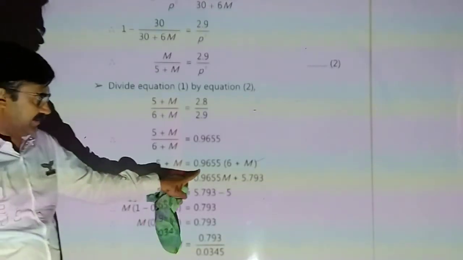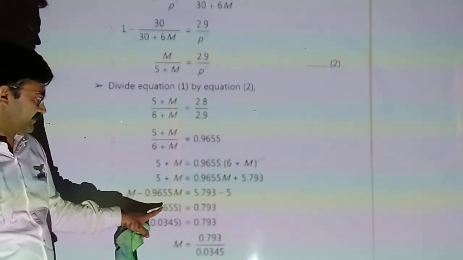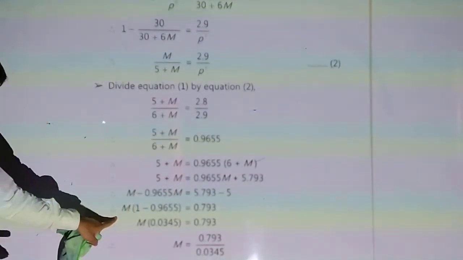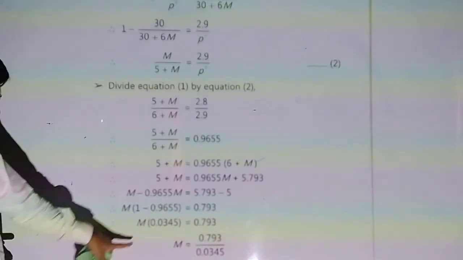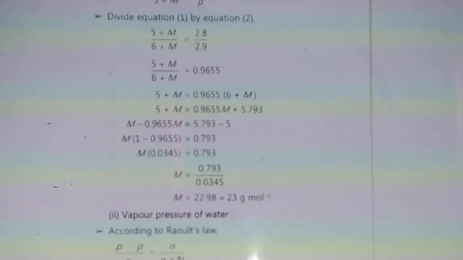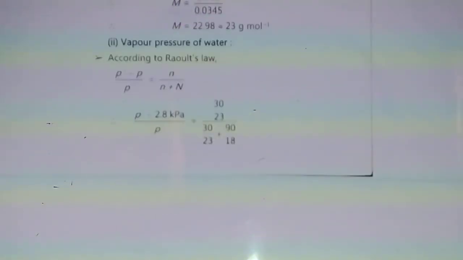So multiplying by 6, 5.793 plus 0.9655 M. M we have to collect on one side. So M common, 1 minus 0.9655 is 0.0345. Here subtraction gives 0.793, so M will be 22.98, so 23 gram per mole.